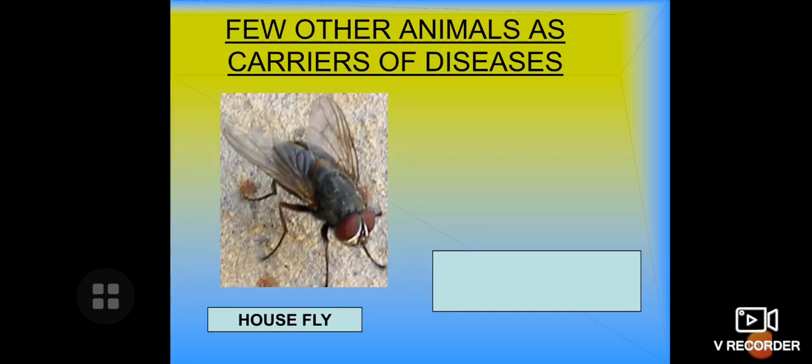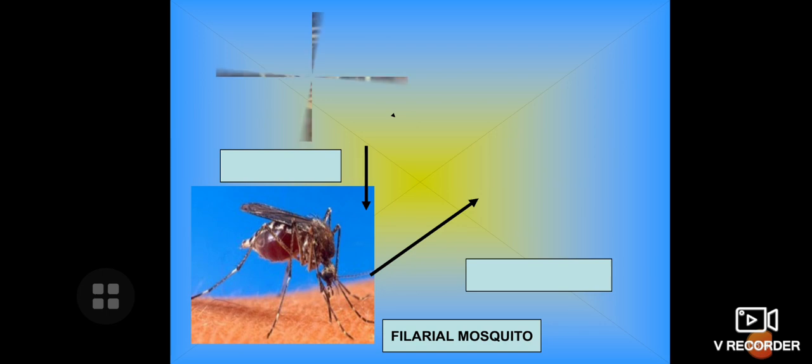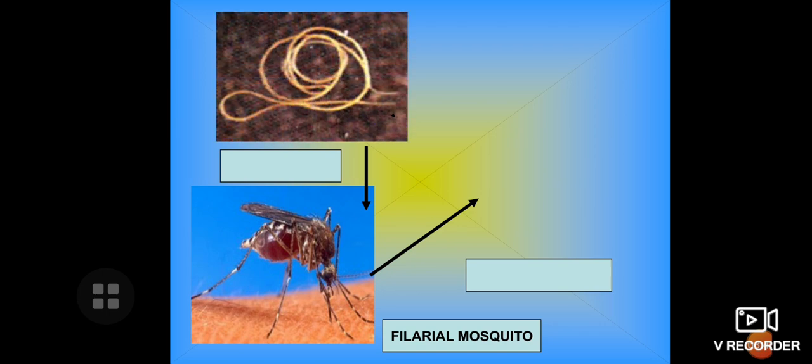Then here we are going to study a few other animals as carriers of diseases. This is the housefly, and this is bacteria causing cholera. Then here we have the filaria worm and the filarial mosquito.